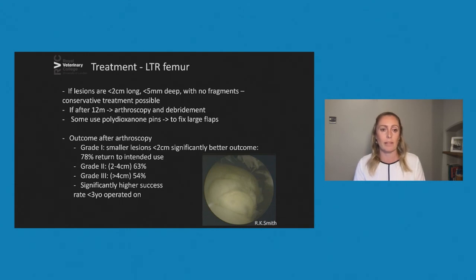After arthroscopy, the outcome is 78% return to intended use for the grade 1 smaller lesions, grade 2, 63%, and grade 3, as they get larger with increased fragmentation, the return to intended use decreases. So the larger the lesions, the lower the success rate. There's also a significantly higher success rate seen if the horse is operated on before it's 3 years old.